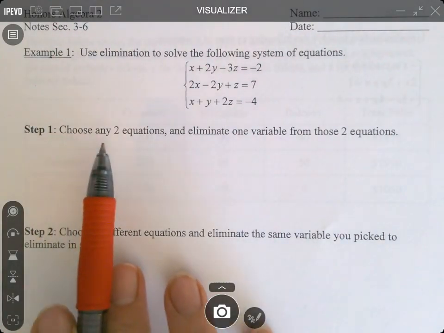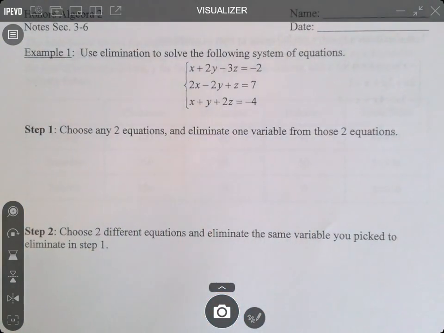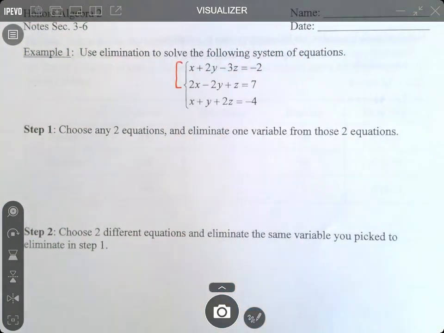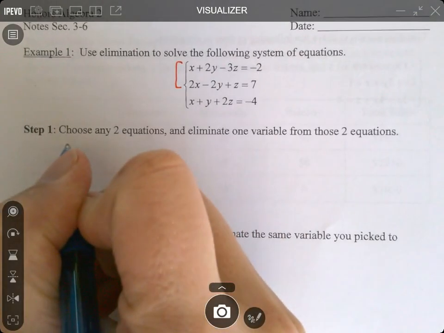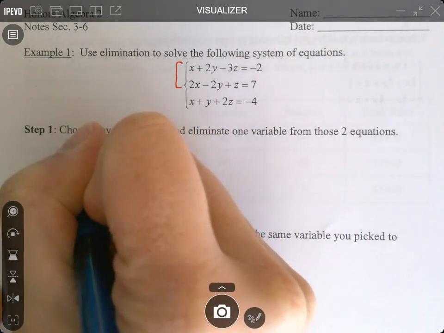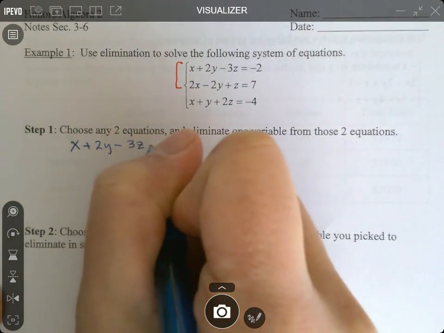So step one is we're going to choose any two equations and eliminate one variable from those. I'm going to pick the first two equations to work with. You could pick any ones, especially if something eliminates easily. So I'm going to just take a minute and rewrite this as x plus 2y. I'm just rewriting the equations to get myself organized.